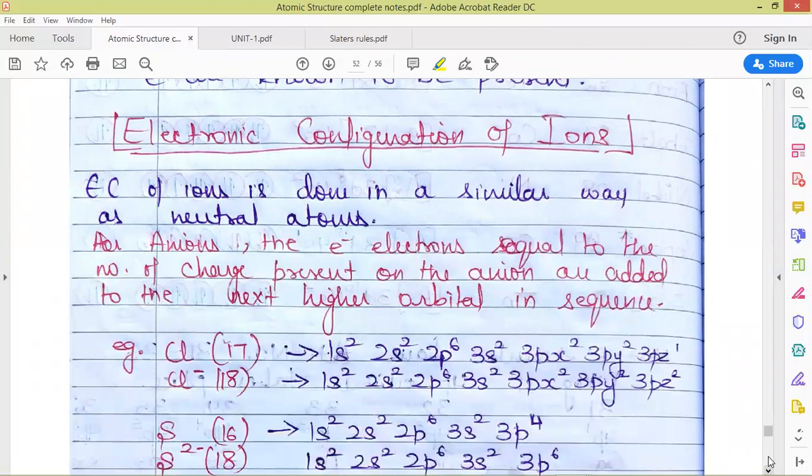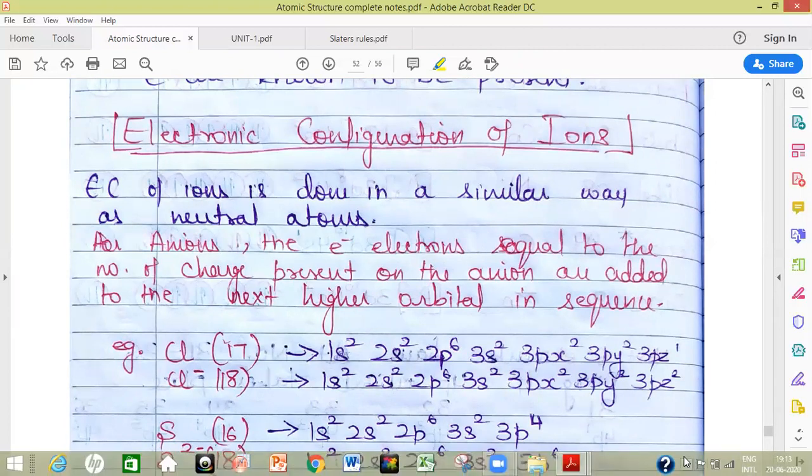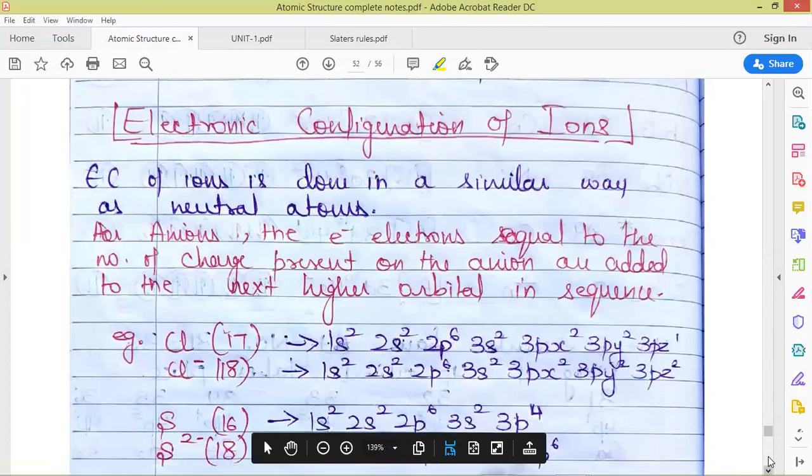Now we'll come to the electronic configuration of ions. The electronic configuration of ions is done in a similar way as for neutral atoms. For anions, the electrons equal to the number of charge present on the anion are added to the next higher orbital in sequence as far as the energy is concerned. Let us discuss this with an example.